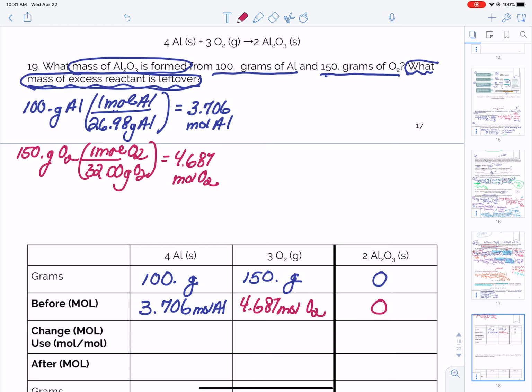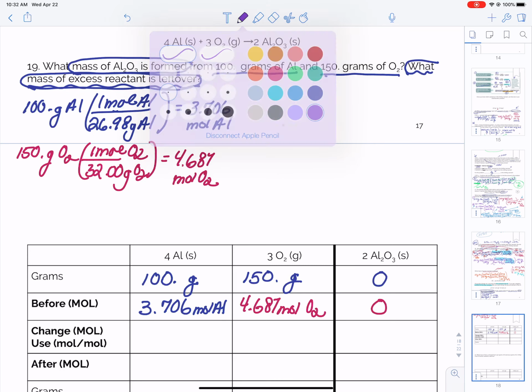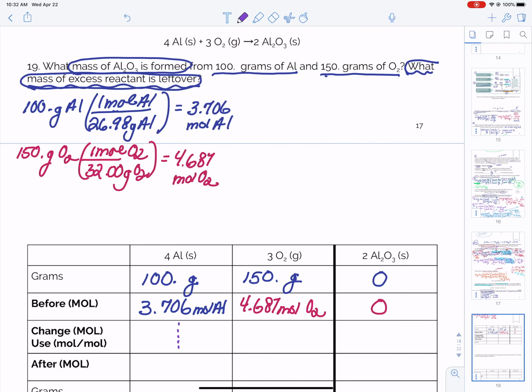So now I go to the change row and figure that out. Sometimes I like to put a dashed line in here because I don't know which reactant is going to be the limiting reactant, so I may need to do this twice. The first thing, convert both reactants to moles. The second thing to do is, is reactant 1 the limiting reactant? If reactant 1 was the limiting reactant, I would use it all up, minus 3.706, and I'd wind up with 0.